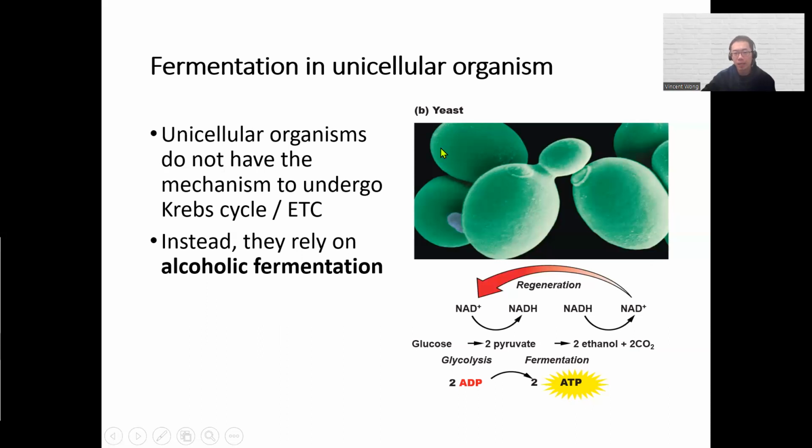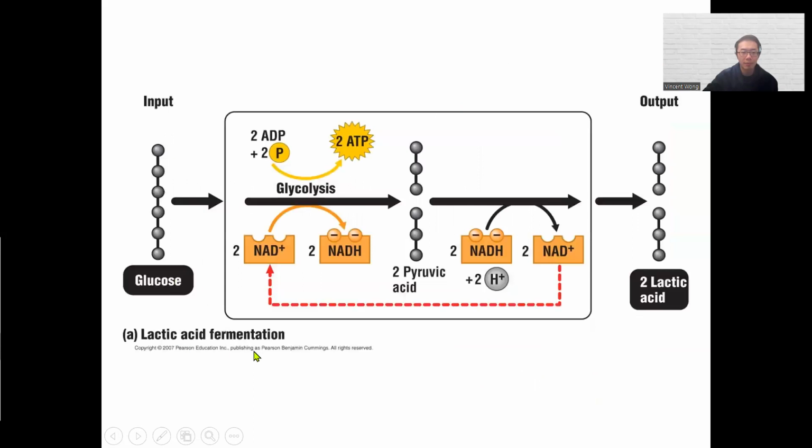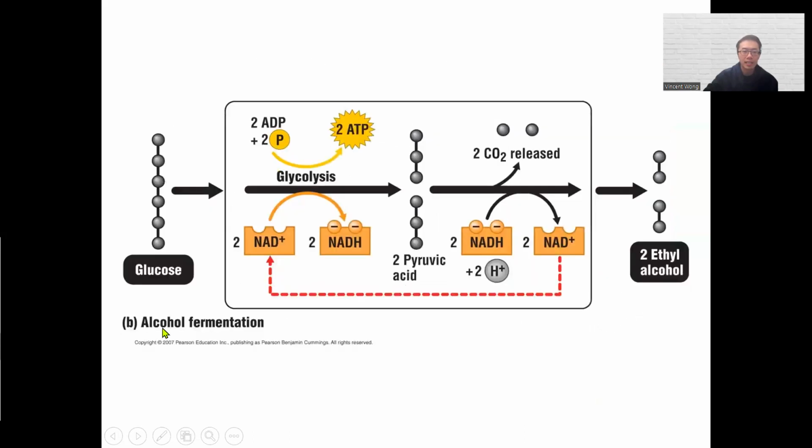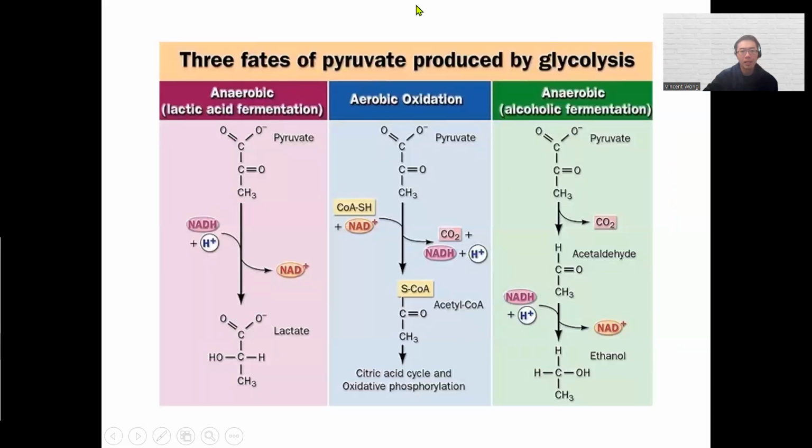If you're using yeast to make alcohol, like red wine or something, you mix the yeast with the grapes, let it ferment, it creates the ethanol, okay? And then it regenerates NAD+, allows glycolysis to keep on happening. Humans, we do lactic acid fermentation. For yeast, they do alcoholic fermentation.